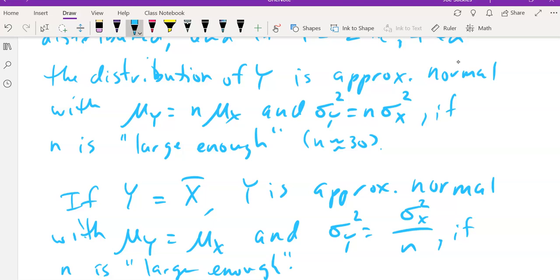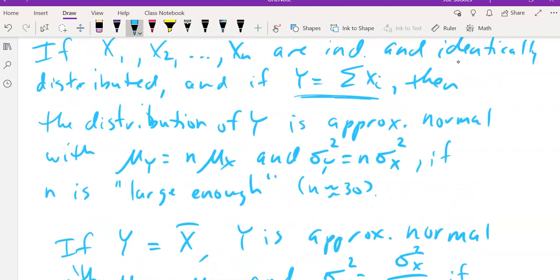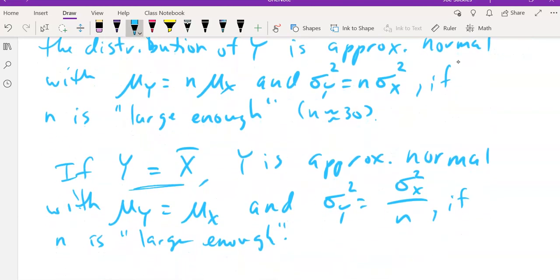Grace, why do we have two different definitions for mu and y? The first one, I'm defining my y as the sum of the x's. And in the second one, I'm defining my y as the mean of the x's. Would you rather me give it a different letter? Would you rather me call this W? Does that make you happier?